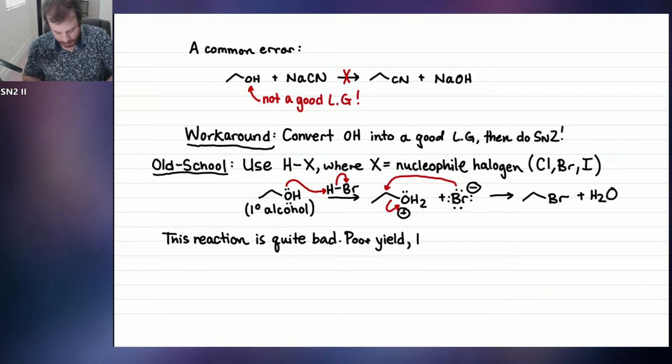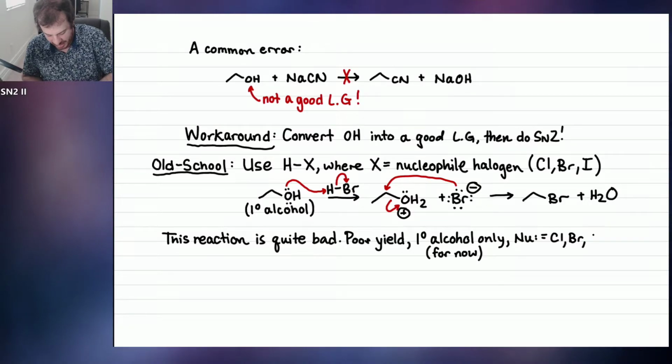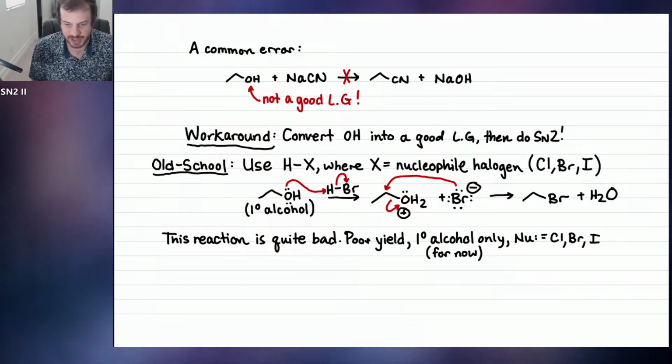It only works with primary alcohols. So that sort of limits the utility, that if you took a secondary alcohol, this reaction wouldn't work the same. I'm going to just put in parentheses here for now, because we're actually going to revisit this reaction a little bit later. And another limitation is that the nucleophile that you can replace the OH with is only Cl, Br, and I. So it's limited in a lot of ways. Low yield, primary alcohol only in terms of the substrate, and the nucleophile could only be one of 3 things.